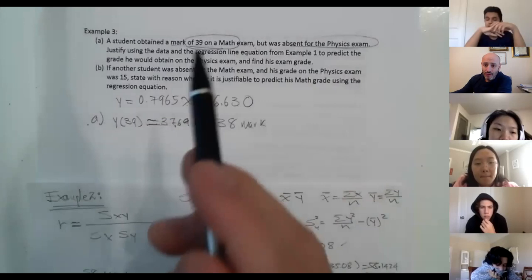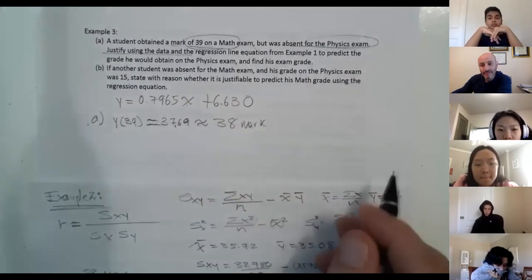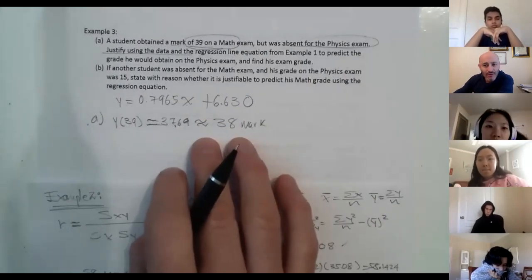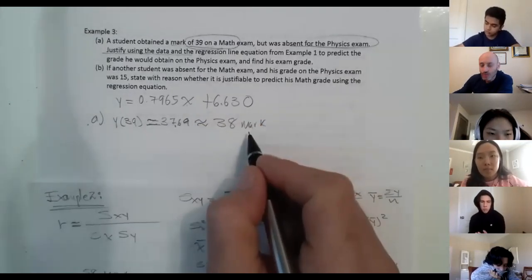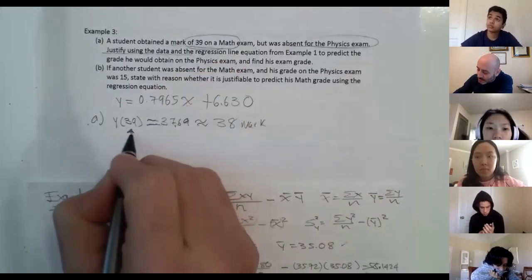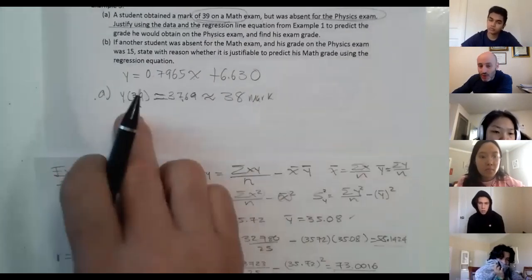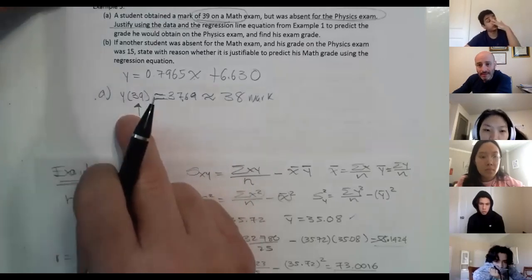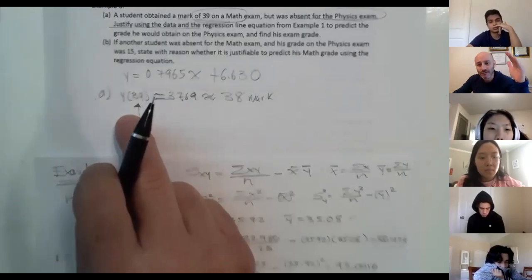Okay, so now they're asking the following: justify using the data. So what will this be? So basically they're asking, is this reliable or not? So the first thing you have to look into is the X value you're using, or the math score. If you look at the table that was given to us in example 1, 39 is in between those values.